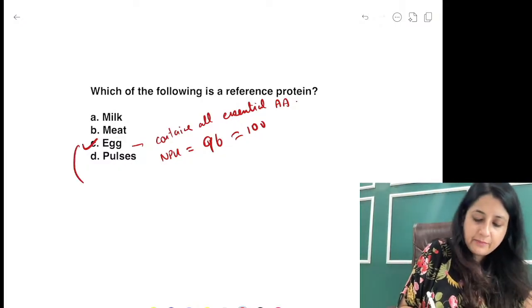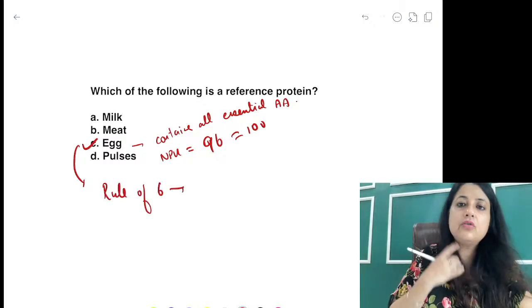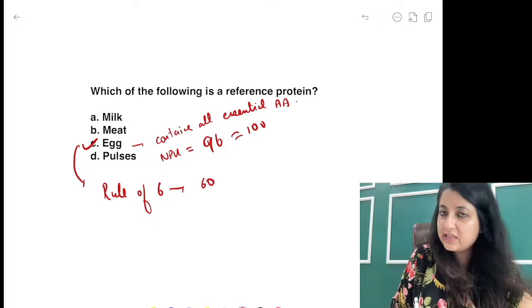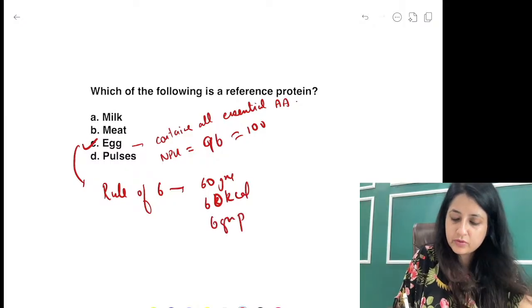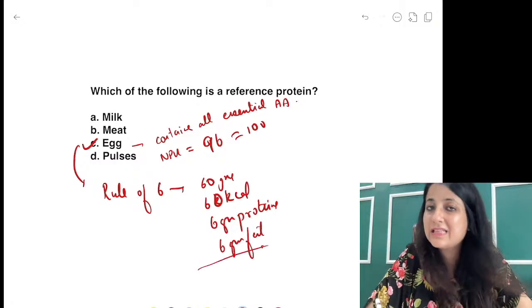Okay? And in egg you have to follow the rule of 6. Rule of 6 means if you look at the average weight of a hen's egg, it is almost 60 grams. It gives us 60 kilocalories. It gives us 6 gram proteins. It also gives us 6 gram fat. It is deficient in vitamin C though.